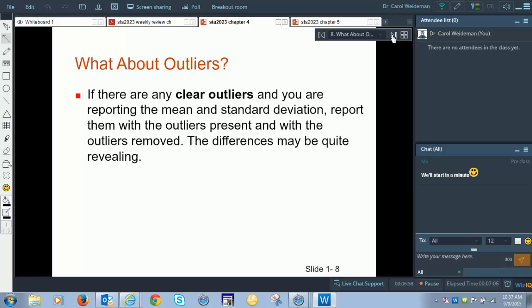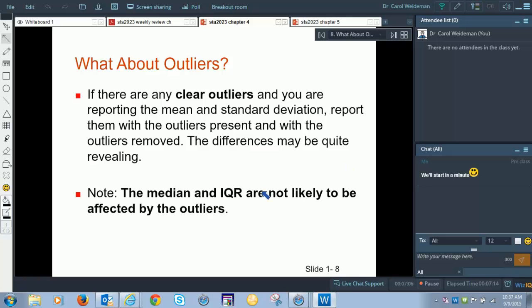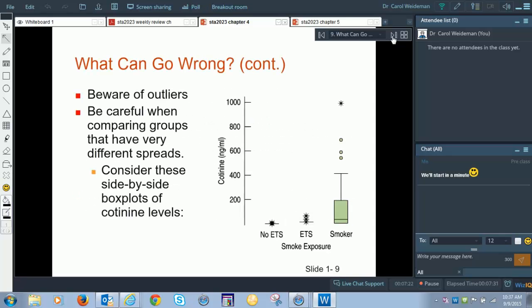Now, what do you do if you have outliers? If there are clear outliers in the data set, and you're going to report the mean and the standard deviation, you want to report them with and without the outliers. You can't just remove the outliers. Remember, the median and the IQR are not likely to be affected by outliers. So if you do have outliers, you may want to go with the median and the IQR. But if there's some reason you need to report the mean and the standard deviation in the presence of outliers, I would report the mean and standard deviation with and without the outliers.